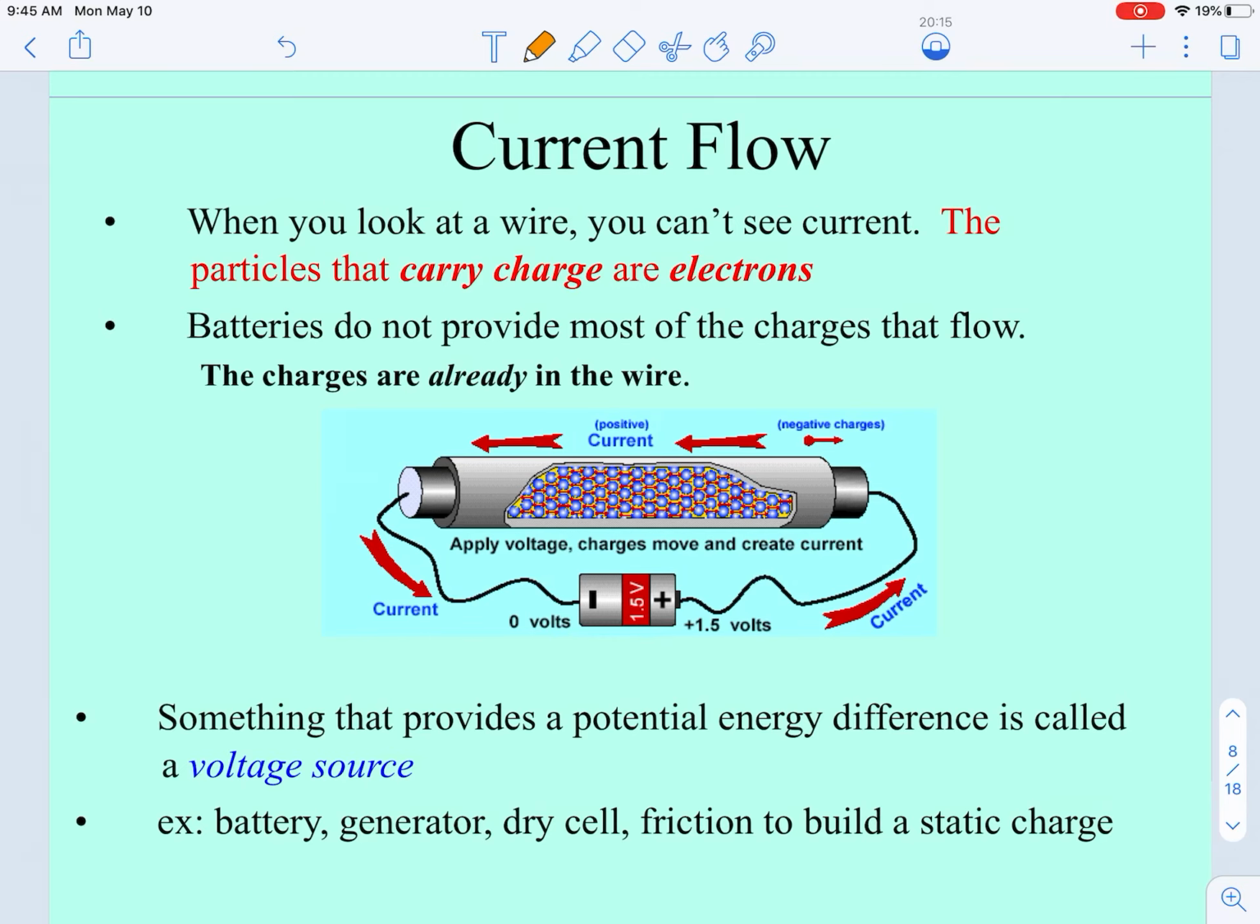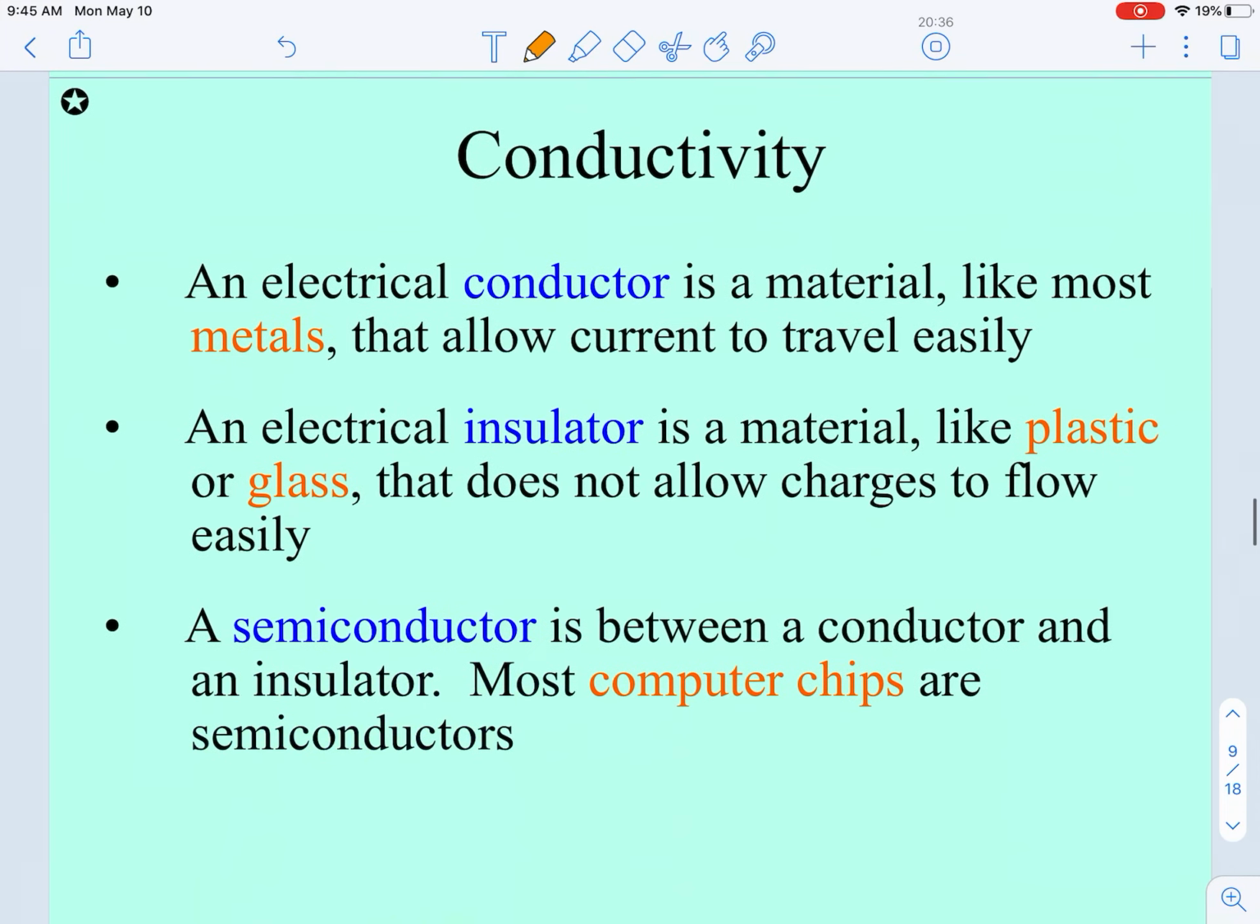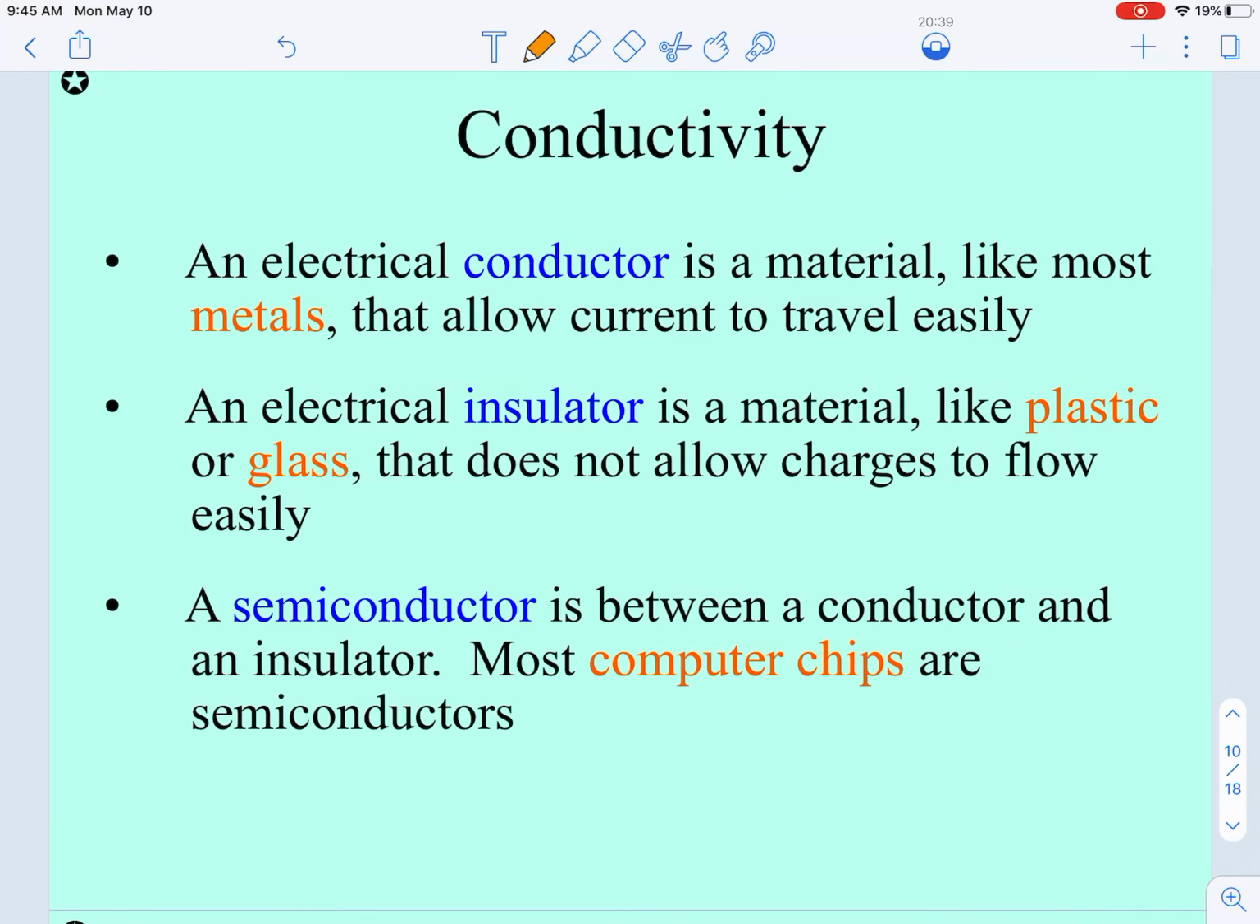Electrons are actually already present in the wire. So sometimes students will think that the electrons come from the battery. That is not true. The electrons are already present in the wire, okay? We have some arrows here showing the direction of that flow. So what I want you to know is that it goes out of the positive end and into the negative end of our battery source.